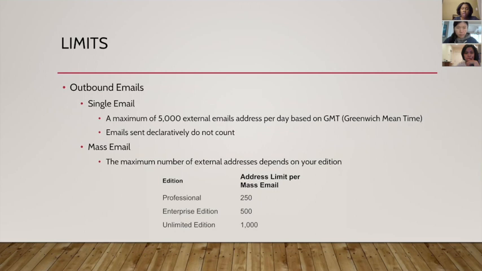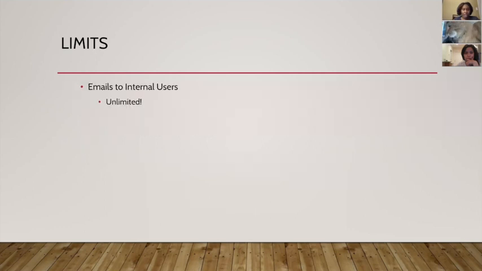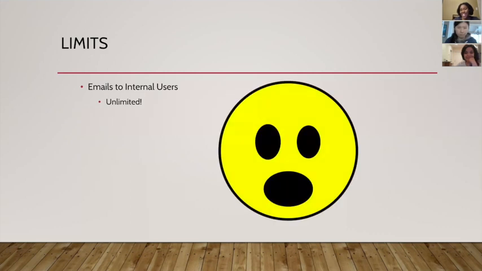They usually recommend that you use an outside service like SendGrid or Mass Emailer. But the limit is based on your edition: professional is 250, unlimited is 1,000, enterprise is 500. And then emails to internal users are unlimited. If you ever need to send an email to a user, you would use their user ID and you could just send away. That helps a lot because sometimes you just need to send a quick email when you're creating a task for a user. Instead of using their email address, you could just use their user ID.